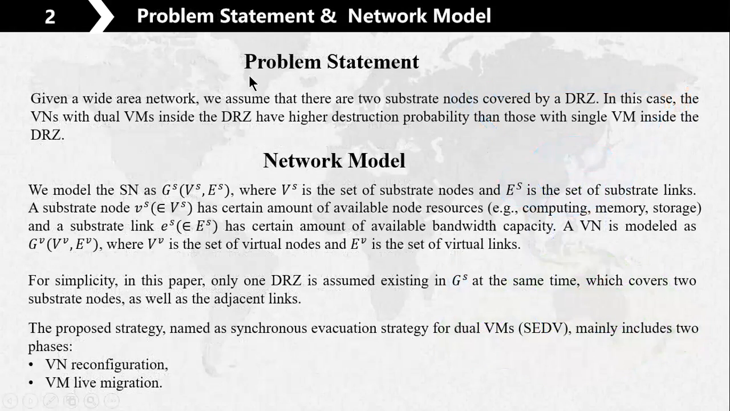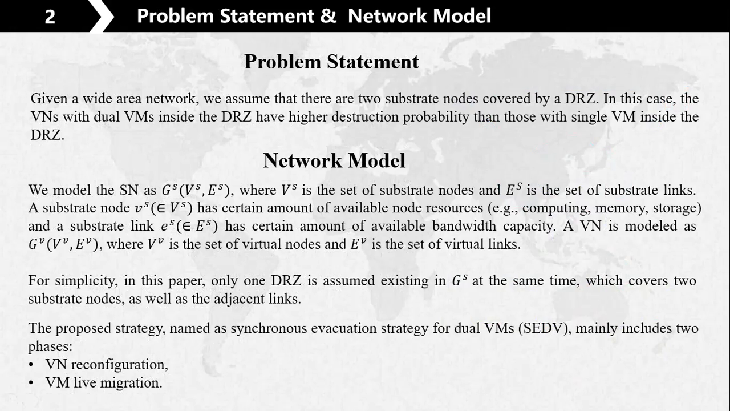So in our problem statement, we can say given a wide area network, we assume that there are two substrate nodes covered by a DRG. In this case, a VN with dual virtual machines inside the DRG has higher destruction probability than those with single VM inside the DRG. The goal of this strategy is to minimize the evacuation time period for each dual VM as well as the entire time period for completing all dual VM evacuations.